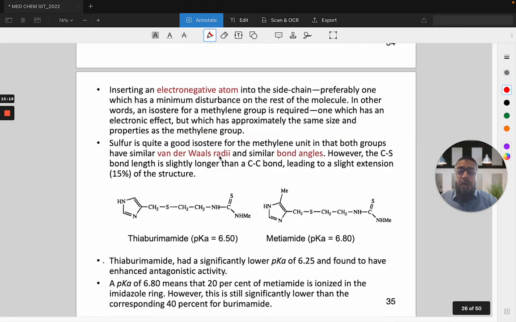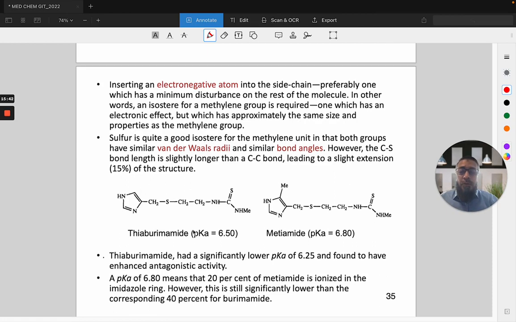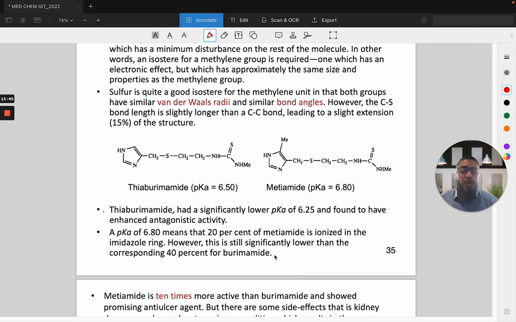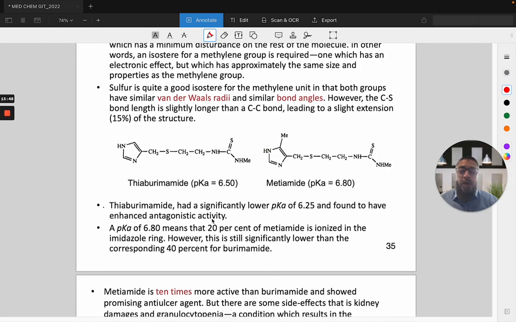So for this, they have inserted the sulfur group in order to synthesize thiaburimamide and metiamide, right? So an electron withdrawing group. So sulfur is a quite good isostere for the methylene unit, right? And both groups have similar van der Waals radii and bond angle. The thiaburimamide has a significantly lower pKa value, which is very near to histamine, and was found to have enhanced antagonist activity because of this electron withdrawing group, right?